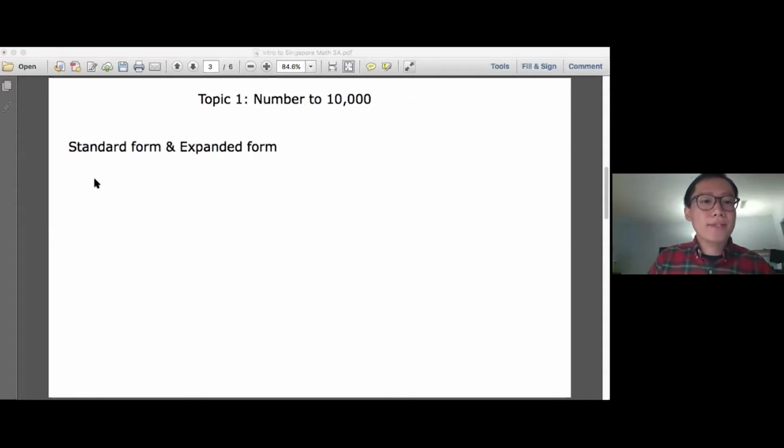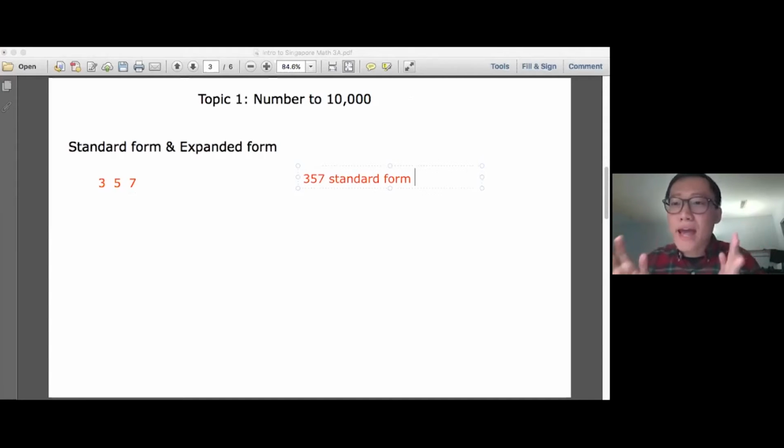Let's start with this number, 357. This is called standard form. 357 is just a standard form. So standard form, remember, is just the number as it is. Now, expanded form. Same with slinky, we can expand the number to be long. So before we do that, we need to figure out what the place values are for each of these digits.